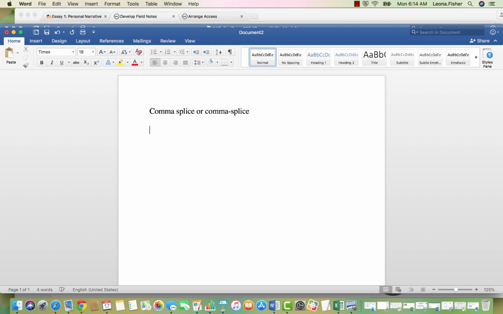But a clause, essentially, to review, is a group of words that have both a subject and a verb. So again, a clause is a group of words with a subject and a verb. Now, there are two kinds of clauses that we're going to talk about: the independent clause. And the independent clause has a subject, has a verb, and it makes sense on its own.